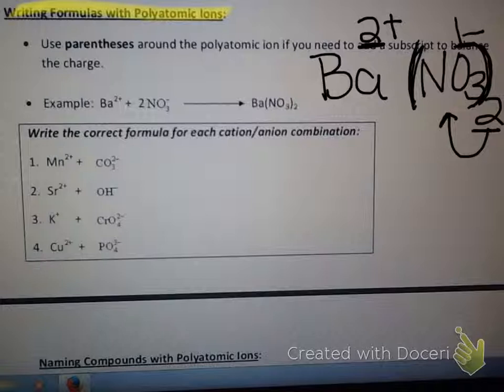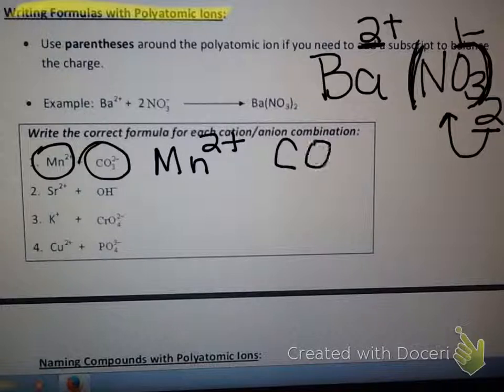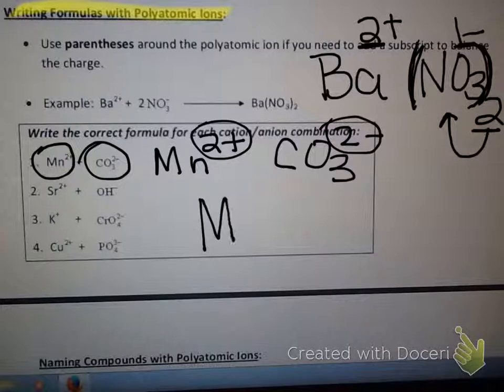So let's practice. Here's the formula for each cation and anion. So here we have manganese with a +2 charge. And we have carbonate, CO3, with a -2 charge. So when we want to write the correct formula for the ionic compound, remember we're balancing charges. Notice this time we have a +2 and a -2. Those are equal and opposite charges, so we only need one of each ion. The formula will be Mn, manganese, CO3, carbonate, manganese carbonate.